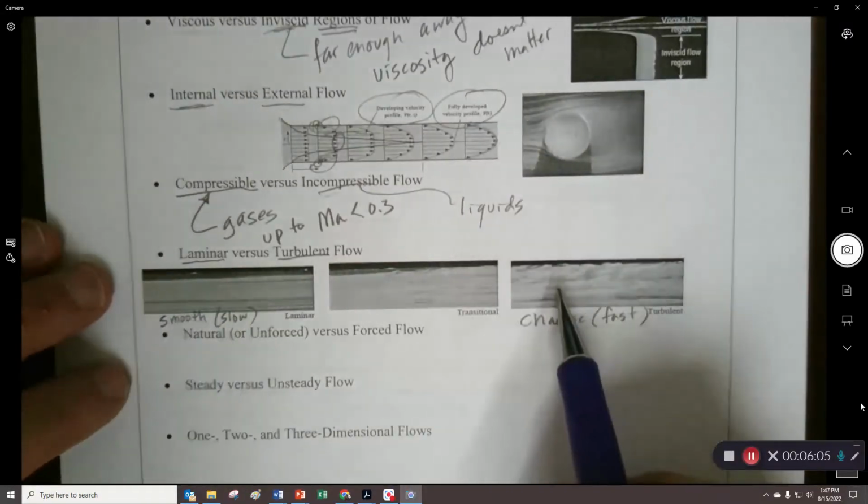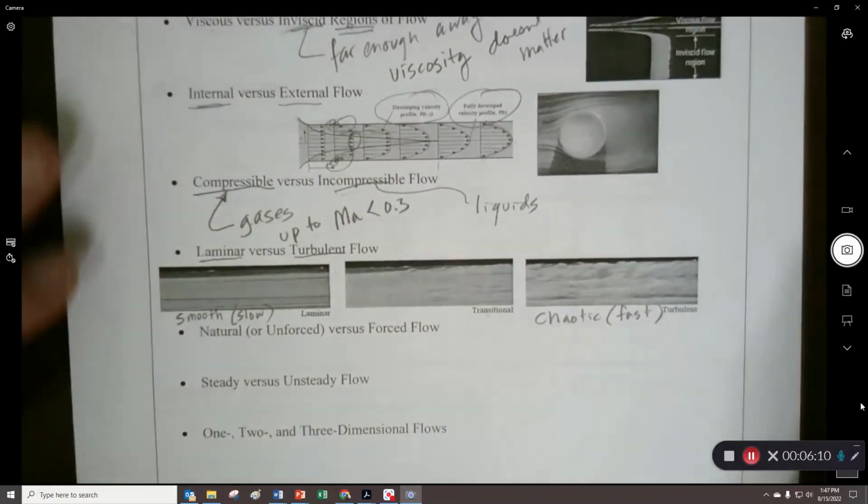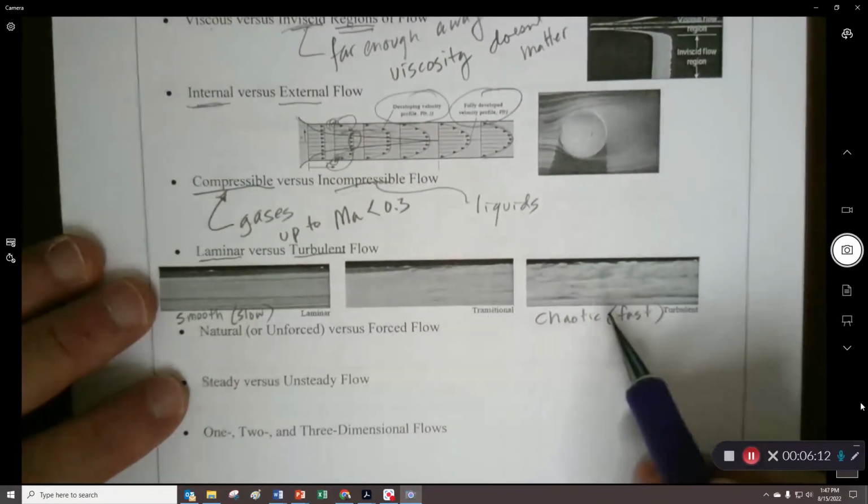And by the way, viscosity can play a part, I guess, in either one of them. Yeah, I was about to say that it was more important than one or the other.